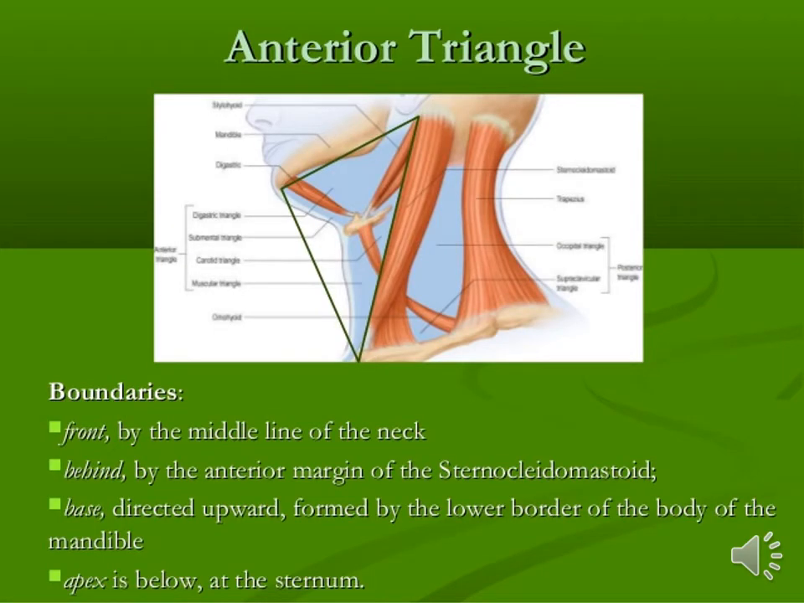Now, the anterior triangle. The boundaries of the anterior triangle: from the front, the midline of the neck; from behind, the anterior margin of the sternocleidomastoid muscle. The base of this triangle is upward, formed by the lower border of the body of the mandible, and the apex is below at the sternal notch.